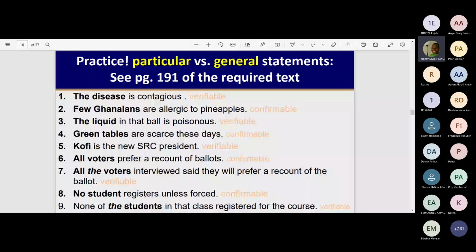Example 6, unfortunately, is not particular. It's speaking in everyday terms: everyone who votes prefers a recount. That is everyone who votes, everyone in all places. That is a generalization. But what type of generalization is this? I want a chorus answer. All voters. It's universal. Statistical is like example 2. Example 2 says few Ghanaians.